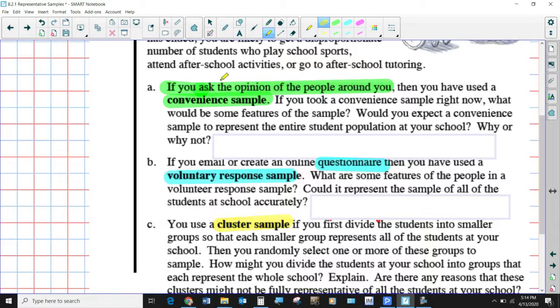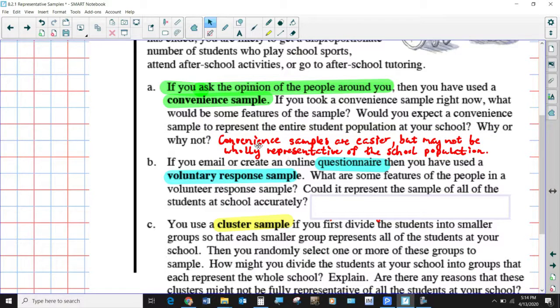Okay, so if you ask the opinion of the people around you, then you have used a convenient sample. It's called a convenient sample because it's a lot easier. Convenient samples are easier, but may not be wholly representative of the school population.